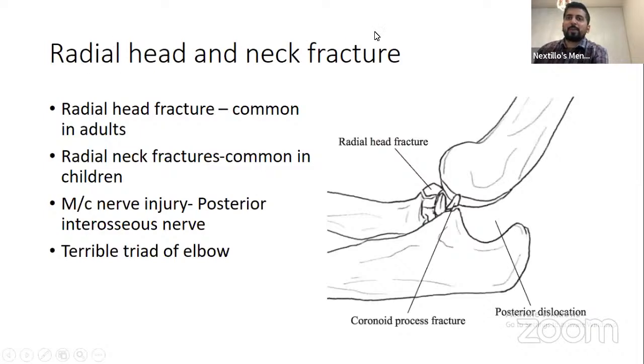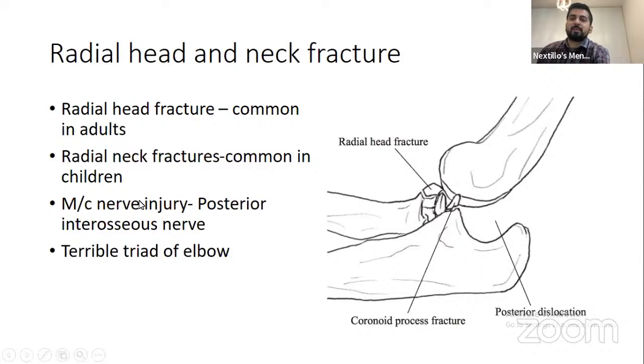So the next important topic is the radial head and neck fractures. Now, radial head fractures are common in adults while neck fractures are common in children. The most common nerve injury associated with this kind of fracture is the posterior interosseous nerve because it is closely related to the radial head and neck. If you can remember that the radial nerve divides into the posterior interosseous nerve and passes behind the radial head, so an injury to the head and neck can cause injuries to the posterior interosseous nerve.